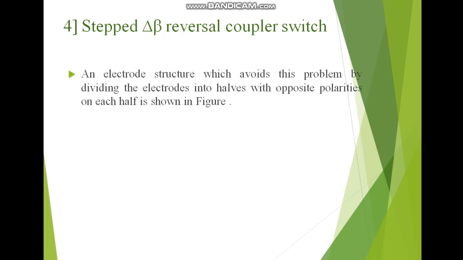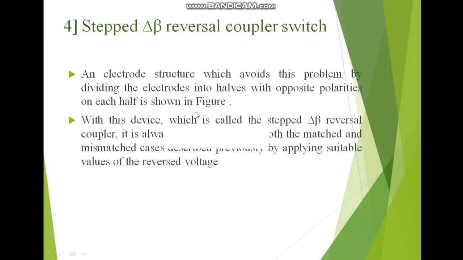Next, we will discuss the stepped delta B reversal coupler switch. It is very easy. Here we are using two more electrodes in the diagram to both the sides. In electrode structure which avoids the problem faced by the previous electro-optic switch, by dividing, so what we are doing here, we are dividing the electrodes into two halves with opposite polarities on each half as shown in figure. With this device, which is called the stepped delta B reversal coupler, it is always possible to obtain both the matched and mismatched cases described previously by applying suitable values of the reverse voltage.